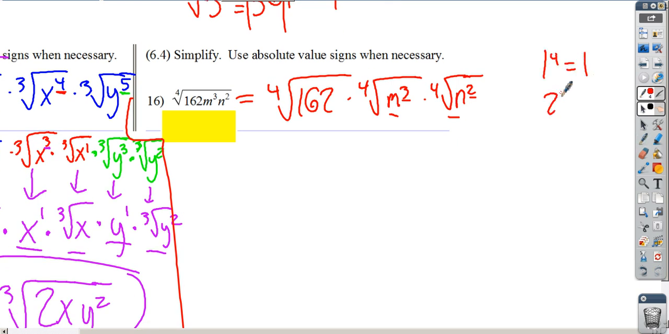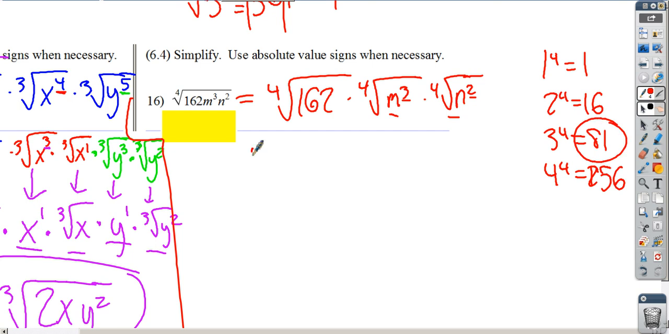So 1 to the 4th. I'm just listing out the perfect 4th powers here so we can see where that takes us. And that's 256, 4 to the 4th. If you look at these 4th powers right here, 81 is the only thing that goes into 162 evenly. So that happens to be 81, so the fourth root of 81 times the fourth root of 2.